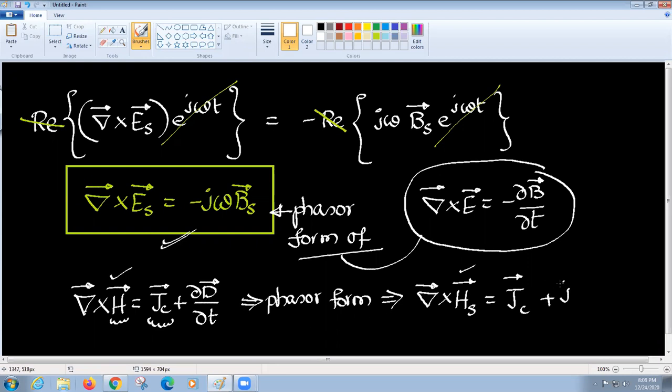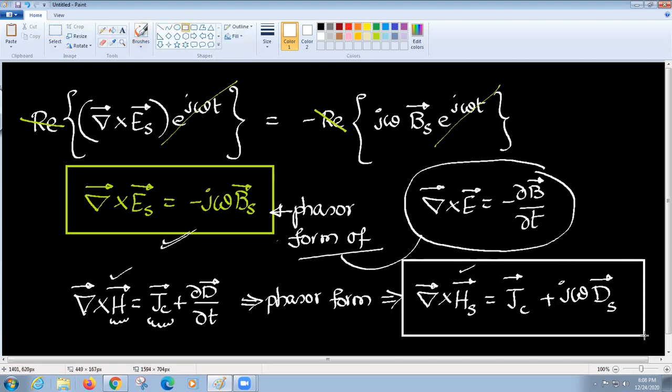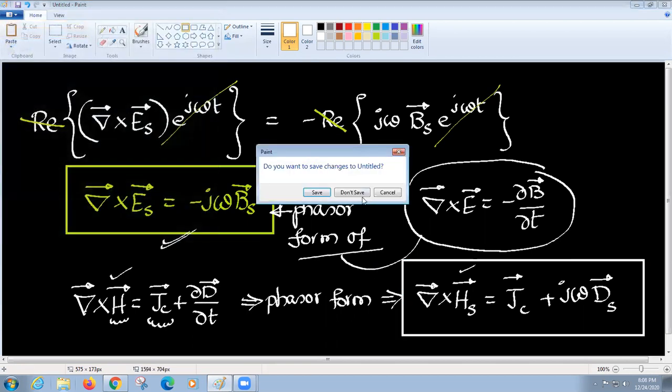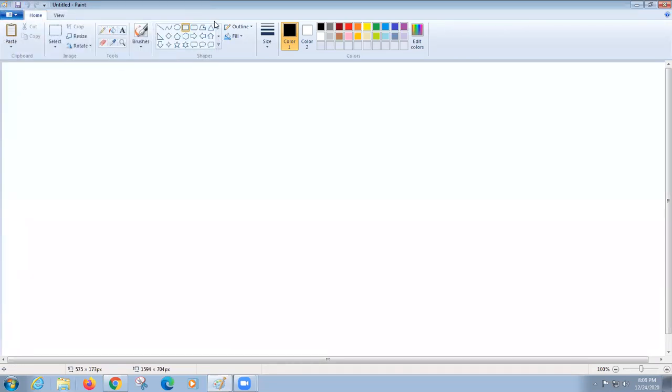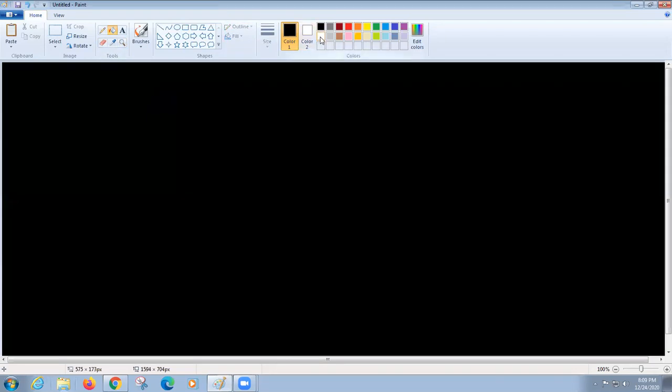plus, here dou by dou t is nothing but j omega, and now I take the phasor form. That is what you have. So it is very simple. Hereafter, I hope you don't have any confusion between phasor form and instantaneous form. Now I hope you can solve any problem directly. I just want to make this very clear.